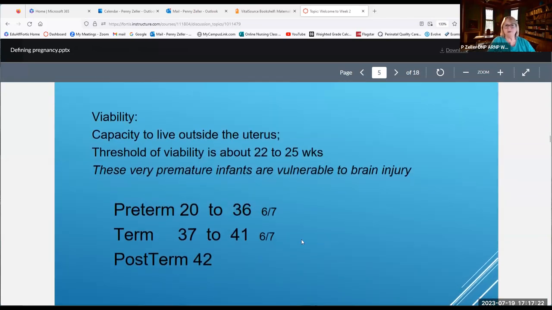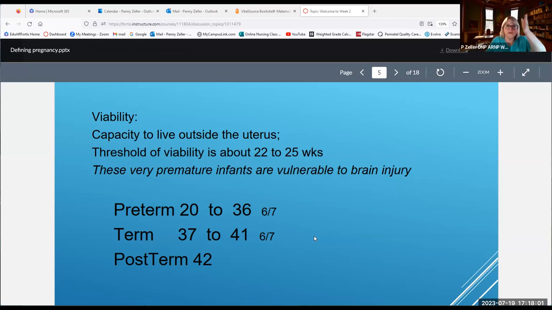So the term viability means, do we have an embryo or a fetus that's viable? Usually it's 22 to 25 weeks, the age of viability. In other words, the ability of that fetus to live beyond the uterus, outside of the uterus. So a preterm baby, extremely preterm at 20 weeks. But any baby delivered between 20 weeks and 36 weeks and 6 days is considered a preterm baby.